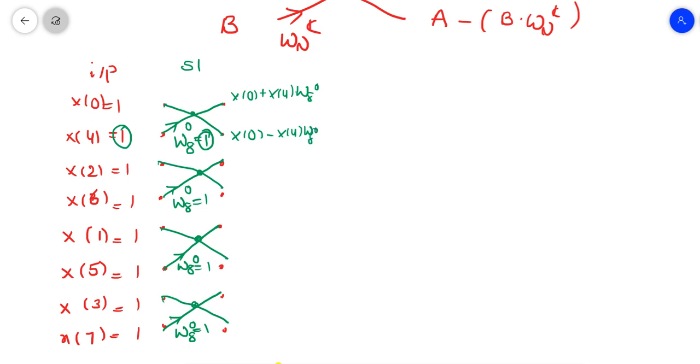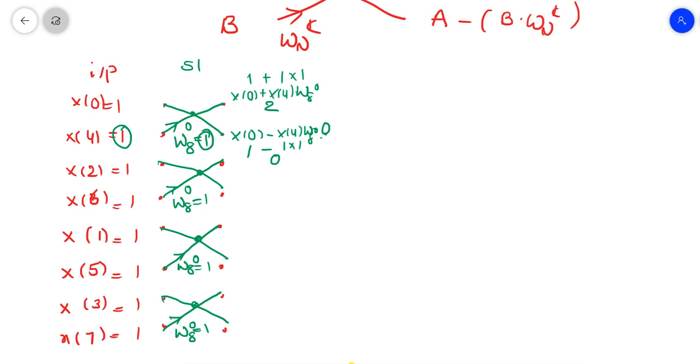What is the value here? When x of 0 is 1, which is added with this 1, the value is equal to 2. So for this, 1 minus 1 into 1, its value is equal to 0. Okay, am I right? And its value is equal to 0.